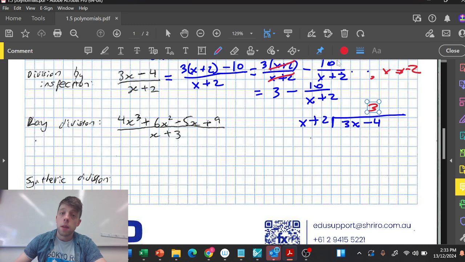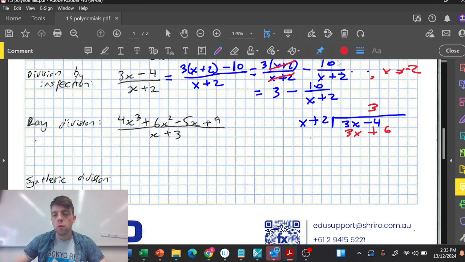And then we take that term, we multiply it by the numbers out in the divisor here. So 3 multiplied by x is equal to 3x. 3 multiplied by 2 is equal to 6. So 3 times 2 is 6. Then we take these terms here. We subtract off these terms here.